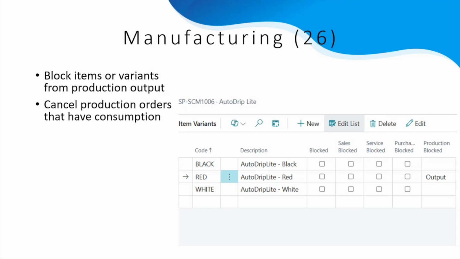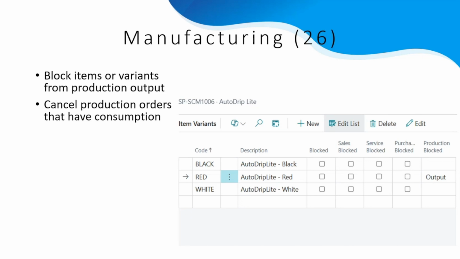Microsoft also includes the ability to cancel a production order that has consumption. So this means when a production order has been captured and there's consumption posted against the production order where there's no output entry, so there's no output finished goods item registered, you still have the ability now to cancel your production order with that consumption, and that consumption will then be reversed.